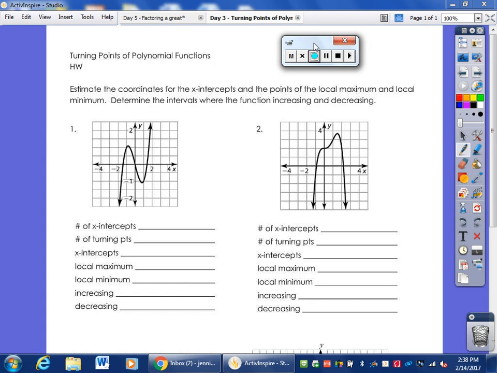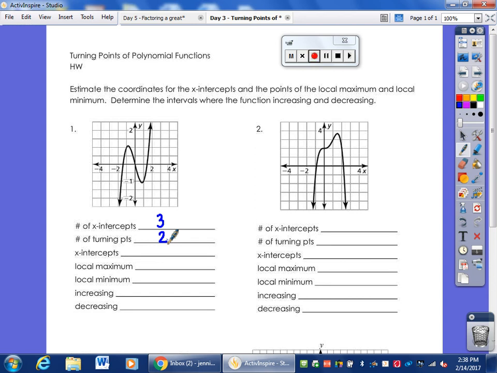So the number of x-intercepts, you can count them. This is 3. Okay, number of turning points, obviously it's going to be 1 minus the number of intercepts. So that would be 2, and you can see them. Turn to 2.